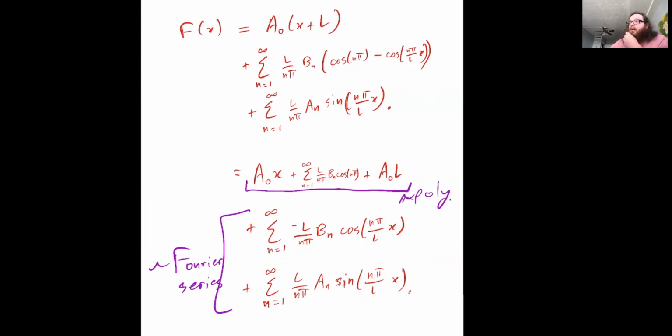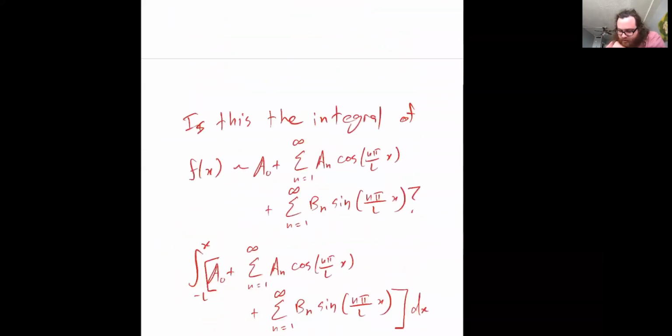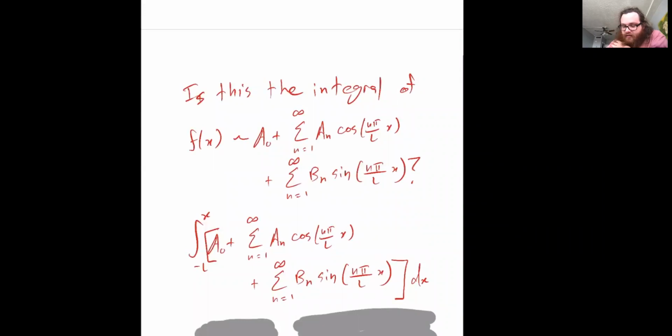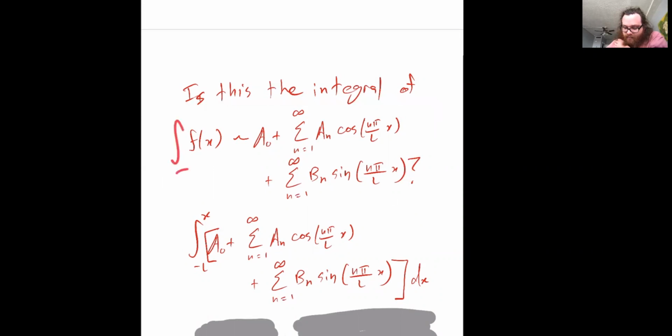So now the question is, how does this compare if we had just taken the Fourier series of little f of x and integrated all of those terms? Well, let's take a look. So is this the integral of all this stuff here? And by that we mean, if we integrate from negative L to x dx over here, integral negative L to x dx over there, do those agree?